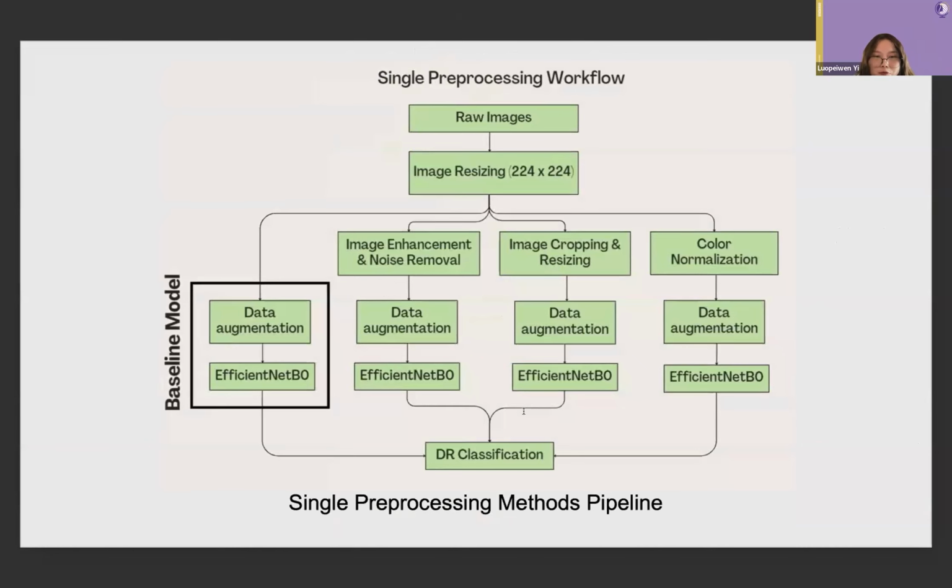Here is our single preprocessing pipeline, which begins with resizing raw retinal images. Then we have 4 parallel processing streams. The first is a baseline with no additional preprocessing. The second is image enhancement and noise removal. The third is cropping and resizing. And the fourth is color normalization. Each stream includes data augmentation before feeding the processed images into the EfficientNet B0 model. This approach allows us to systematically evaluate the impact of individual preprocessing techniques on model performance.